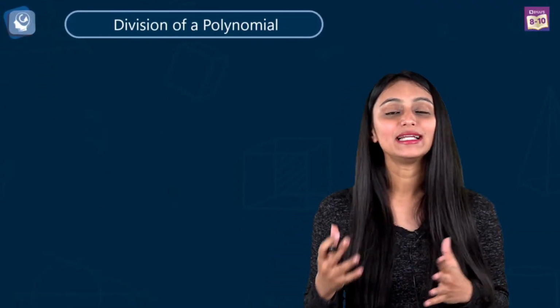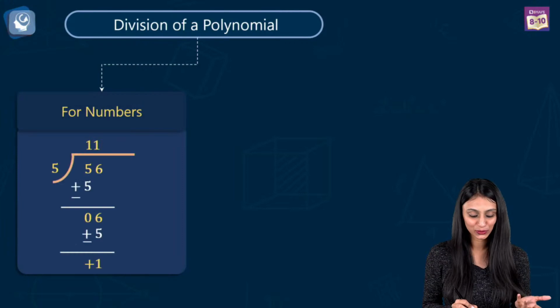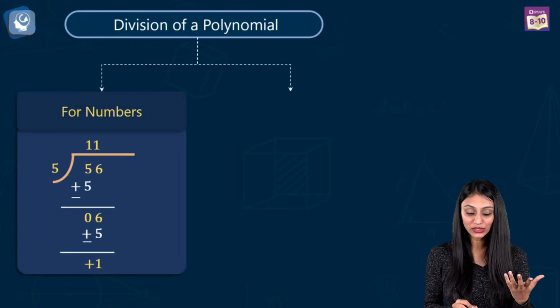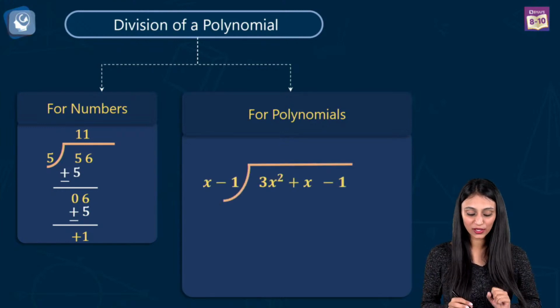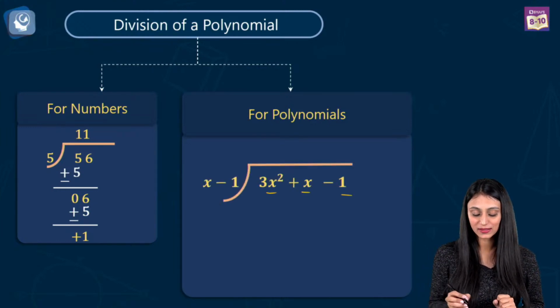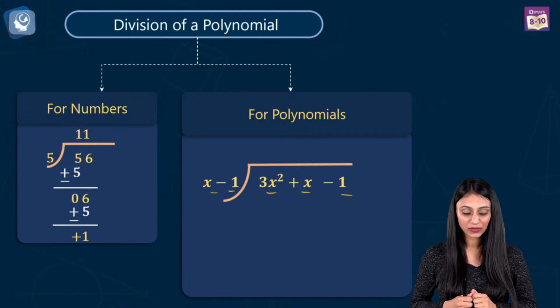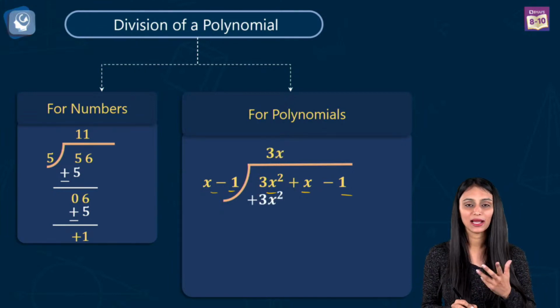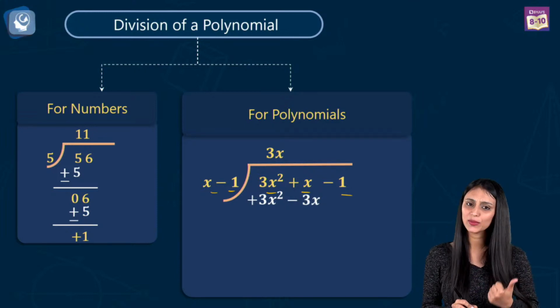We have already learned about the division of numbers, right? We all know how to do that. But let's recall how to do division of polynomials. Suppose this is the polynomial we have, 3x squared plus x minus 1, and it is divided by x minus 1. We multiply x with 3x, we get 3x squared, and we multiply 3x with minus 1 also, we get minus 3x.